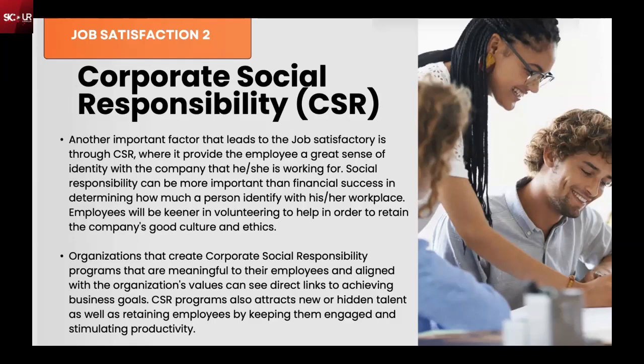Organizations that create corporate social responsibility programs that are meaningful to their employees and align with the organization's values can see direct links to achieving business goals. CSR programs also attract new or hidden talent as well as retain employees by keeping them engaged and stimulating productivity. Let me elaborate a little more.